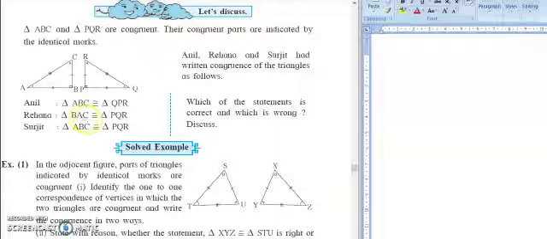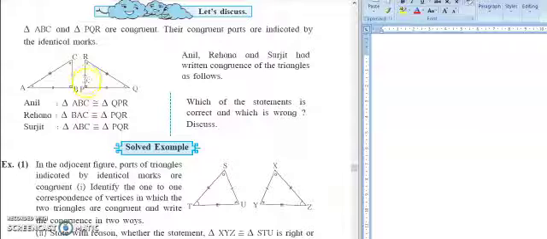Now let us see the second side. That is AC. It should be congruent to QR. So this is AC and it is congruent to this QR. This is indicated by 3 lines and this is also indicated by 3 lines. So both these segments are also congruent to each other. Now third side BC should be congruent to PR. This is BC and this is PR. Both these are indicated by 1 line. That means this side is congruent to this side.